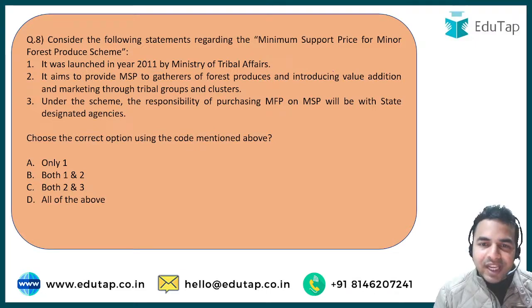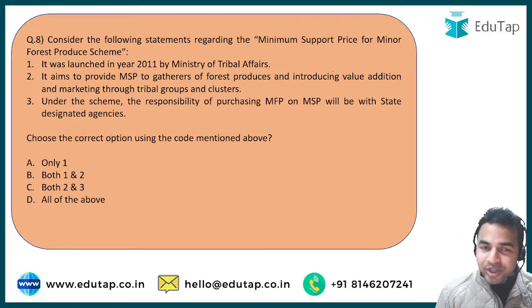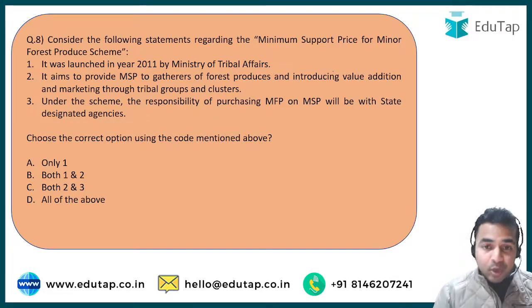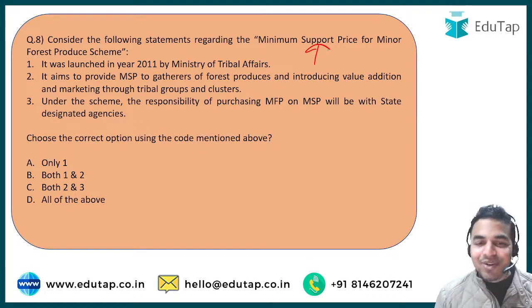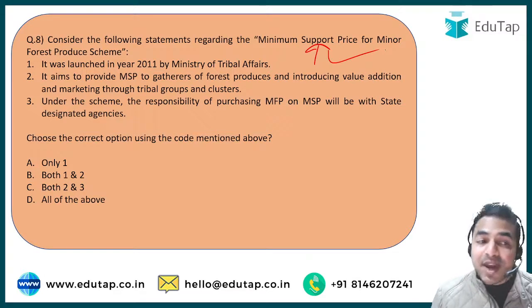And now the next question is about the Minimum Support Price for Minor Forest Produce scheme. Once again, there is a scheme in front of you, and you are required to work out what exactly is going to be the right answer. Let's see who else is able to answer this question correctly: which of the following statements mentioned here about the Minimum Support Price for Minor Forest Produce scheme are correct.